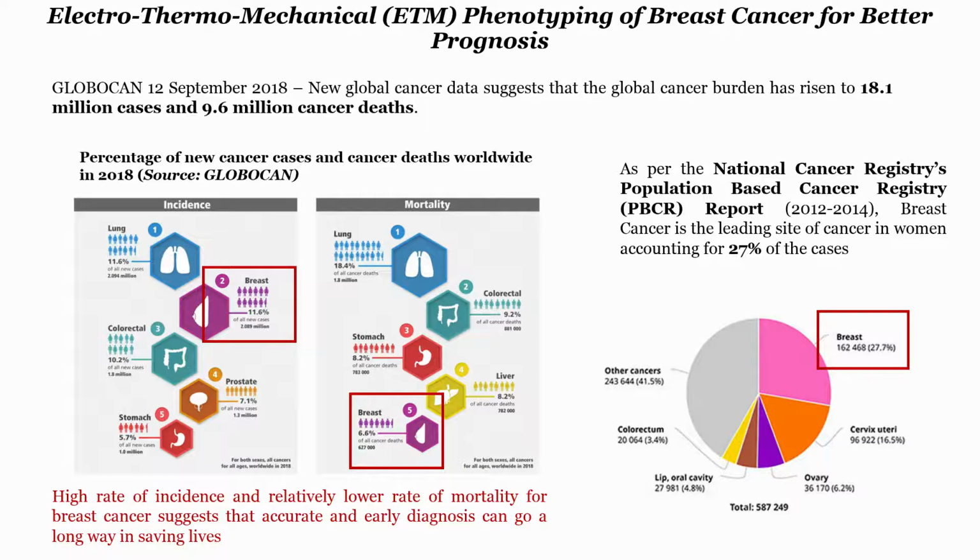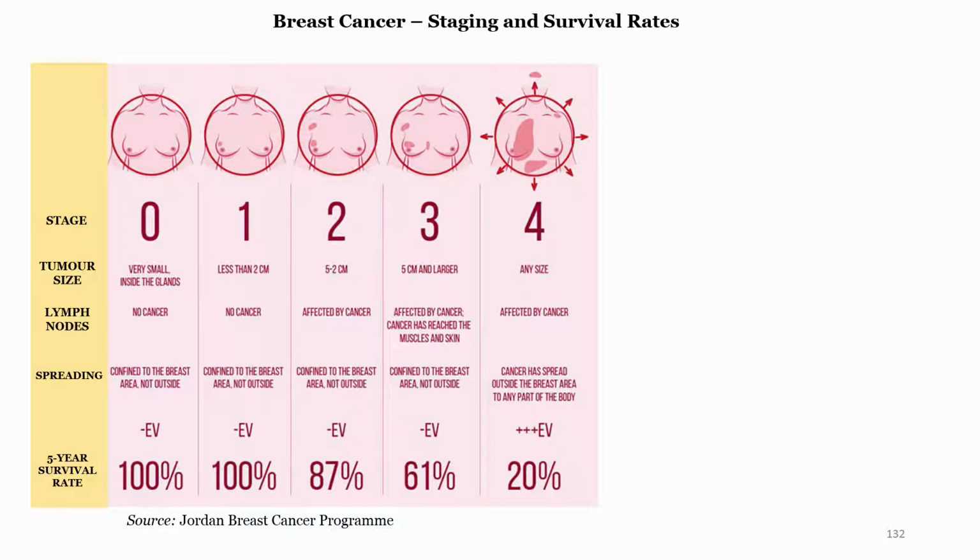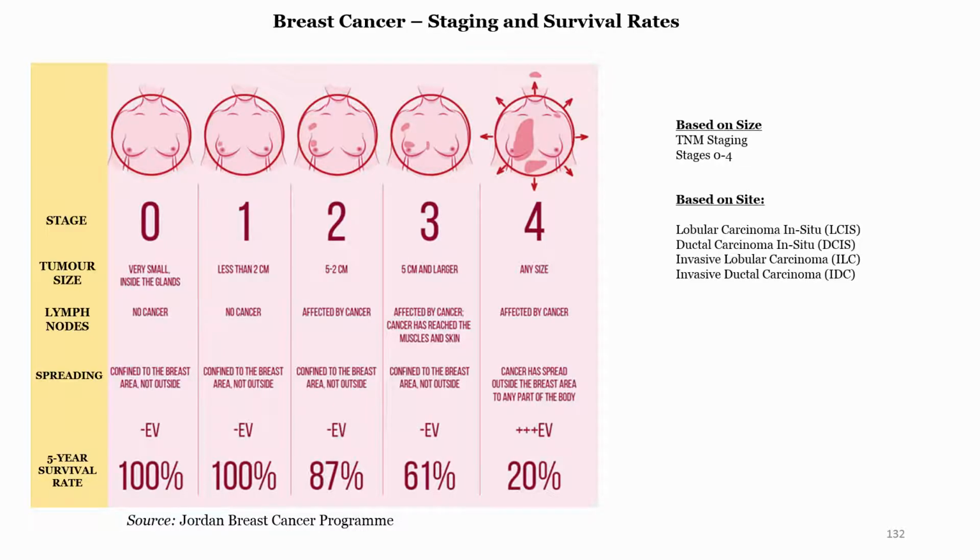Now, the high rate of incidence and relatively lower rate of mortality for breast cancer suggests that accurate and early diagnosis can go a long way in saving lives. You can see that in terms of incidence it is number 2, but in terms of mortality it is number 5. So, if we can get better diagnosis, better screening, better sensors, then we can still reduce this mortality factor. Okay. So, as you have seen in the video, the stages: when you say stage 0, the tumor size is very small and inside the glands.